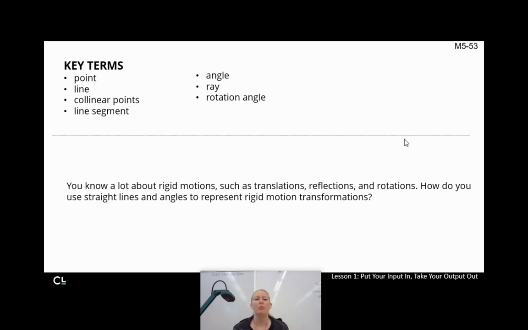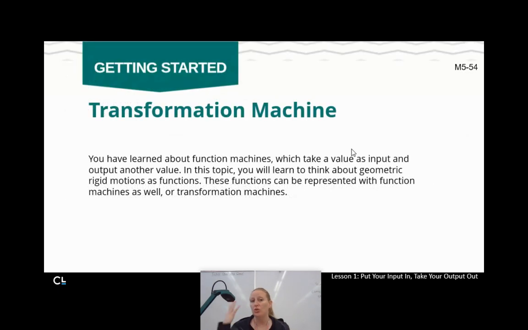So you know a lot about rigid motions. And when we're talking about rigid motion, we're talking about things like translations, reflections, rotations. They're not totally new or foreign to you. You've probably seen them before. But now we're going to dig in a little bit more on how you use straight lines and angles to represent rigid motion transformations. We're going to play with that using our construction tools now that we know how to construct things with these tools.